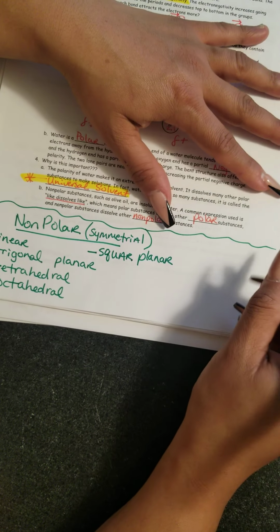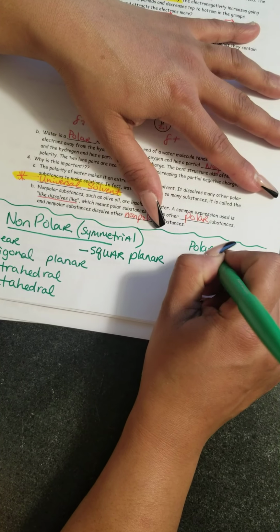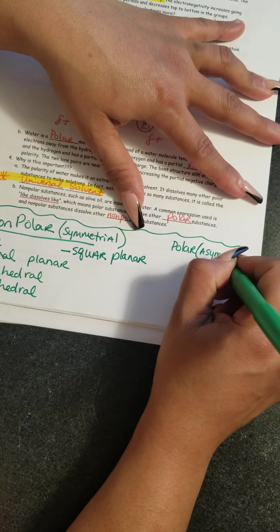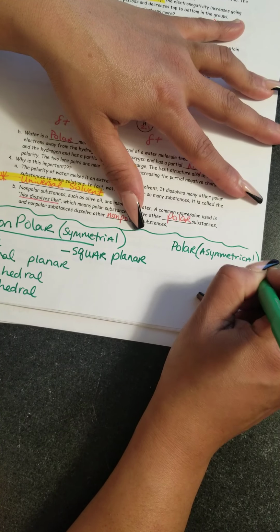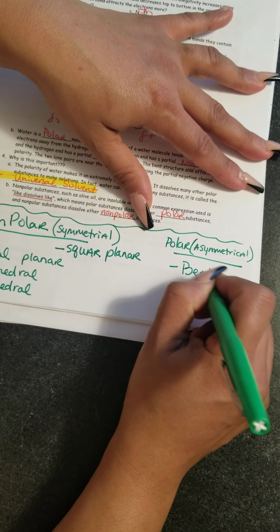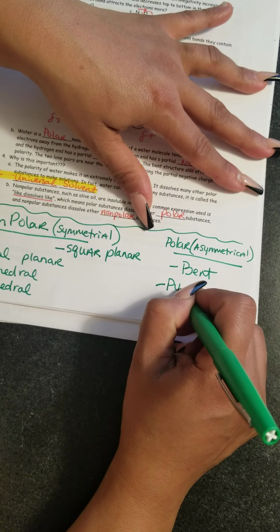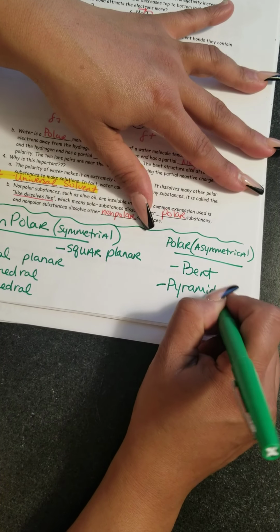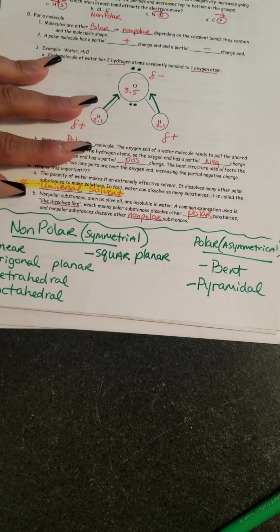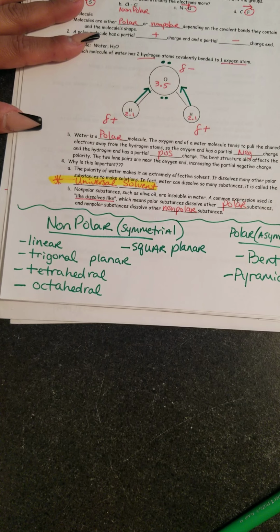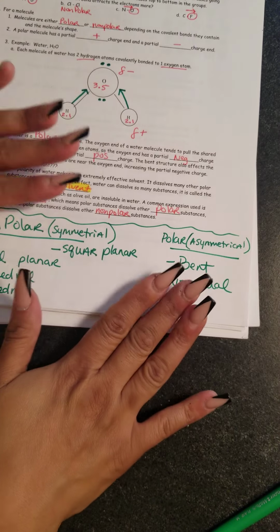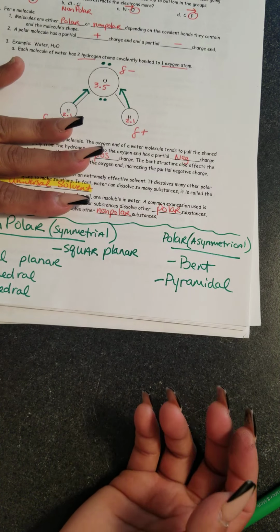Now let's look at the ones that are considered to be polar. So polar, and remember polar is what we call asymmetrical. Asymmetrical, bent, like water. Pyramidal are also going to be asymmetrical. All right, so hopefully you're able to see those. Pause it so you can write those in. You are going to see more of those names when we do the computer lab, okay?